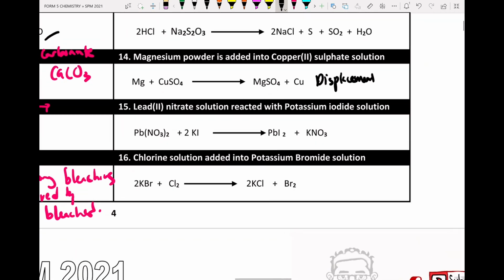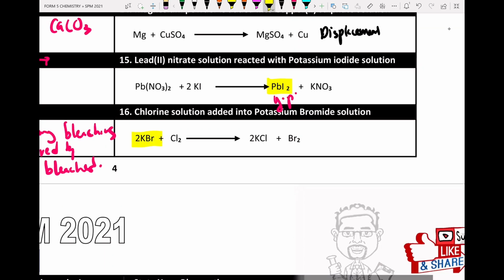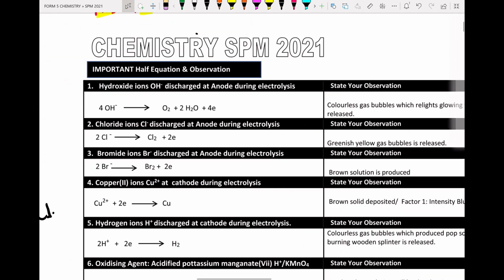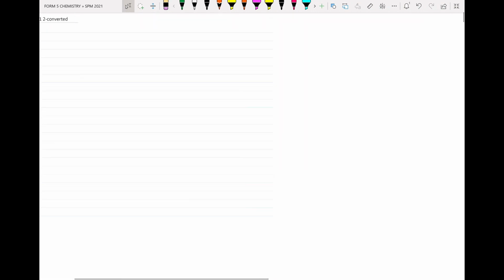Okay, and the next equation please go through is under double decomposition or precipitation reaction, where we will get an insoluble salt, which is lead iodide. This is an insoluble salt, it will form a yellow color precipitate, and this reaction is displacement of halogen. So I will go through this one when I do revision for the Form 5 chapter. All right, so these are half equations we will discuss in the Form 5 chapter when we learn Form 5 topics.